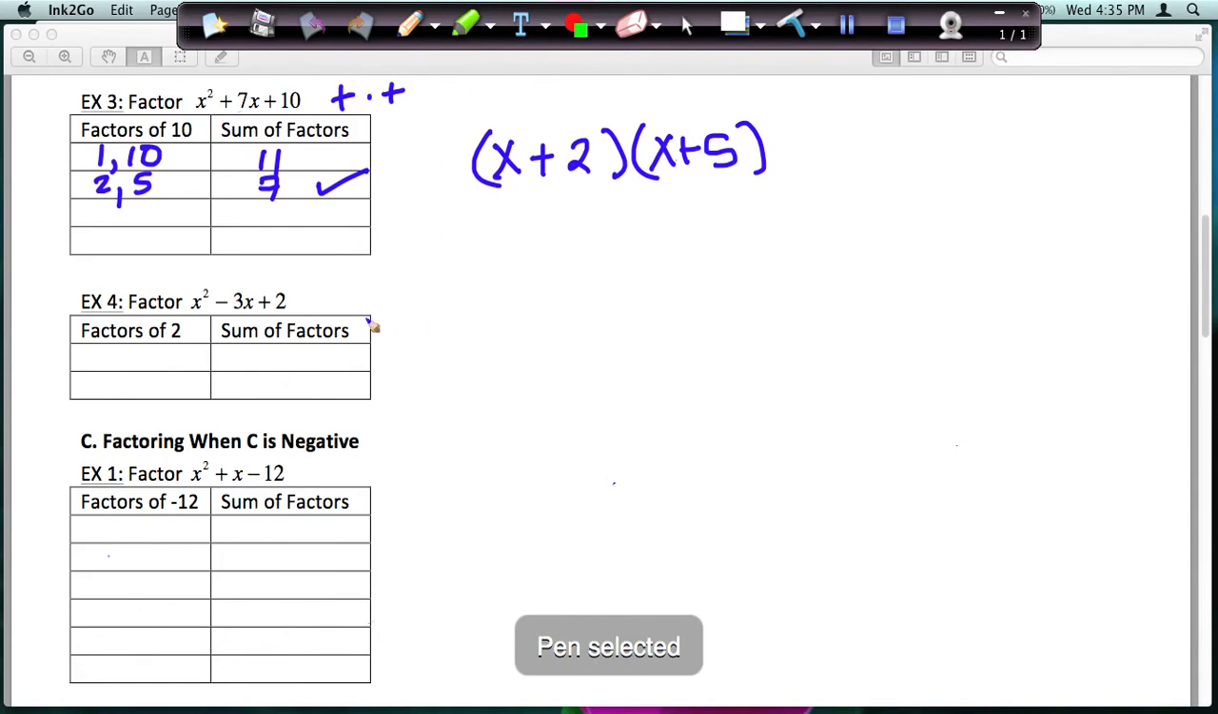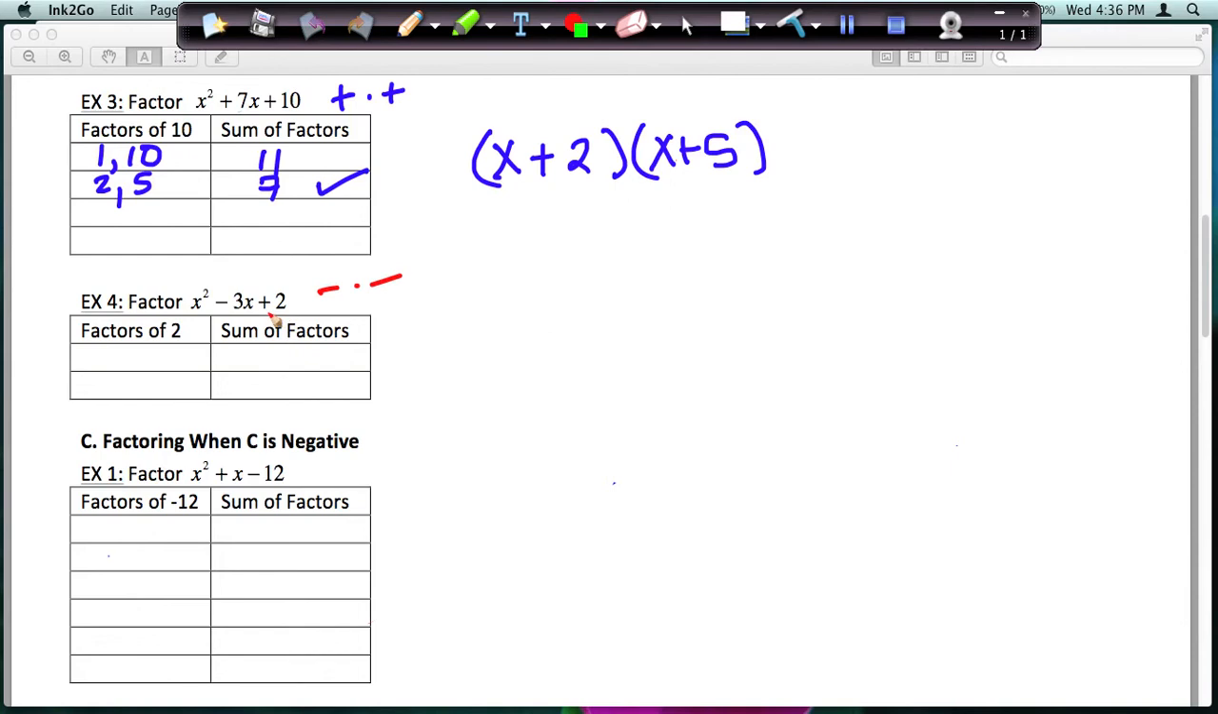Okay, so let's do example 4. Now here our signs are a little bit different. So in this case, I'm looking for two numbers that multiply to be positive 2 but add to be negative. So the only way you can multiply to be positive and add to be negative is if both your signs are negative, because a negative times a negative will be positive, and when you add two negatives, you'll get a negative answer. So that helps me with my factors of 2.